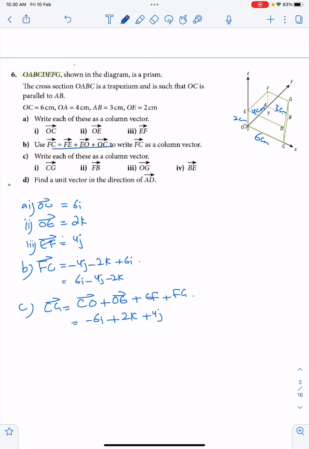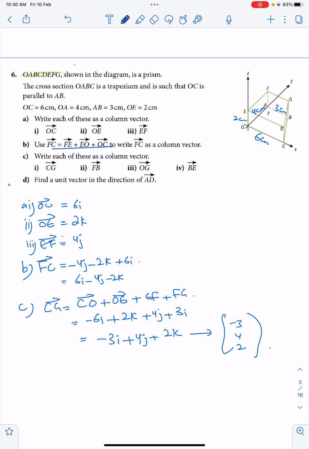Since AB is parallel to FG, if AB is 3, this is also 3, so it's going to be plus 3i. So you can add both i's together. Minus 6i plus 3i is minus 3i, plus 4j plus 2k. In the vector form, you can even write it like this: minus 3, 4, and 2.